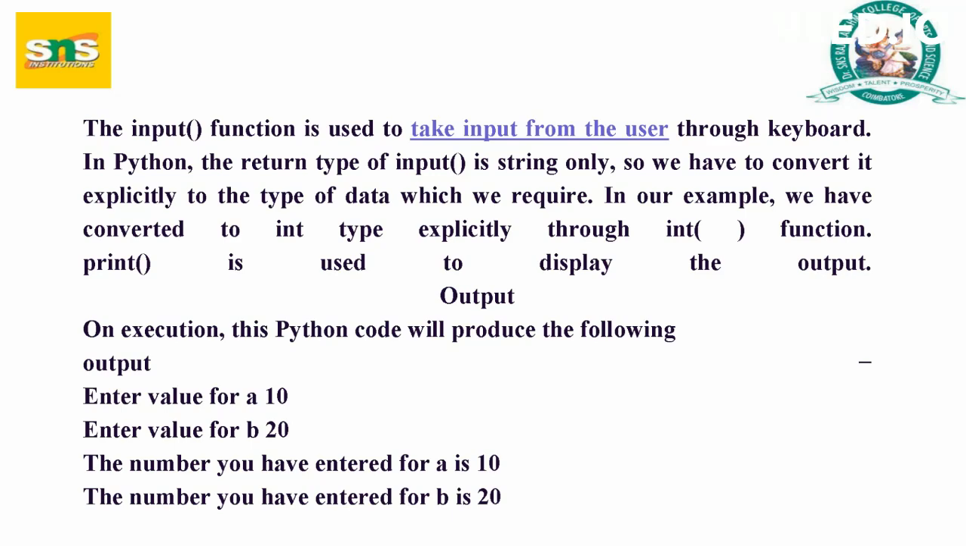So the output on executing this Python code is as follows. Enter the value for A, which is 10, and the value for B will be given as 20. So the output is: the number you have entered for A is 10, the number you have entered for B is 20. This way we explicitly run the program code for what the user wants.